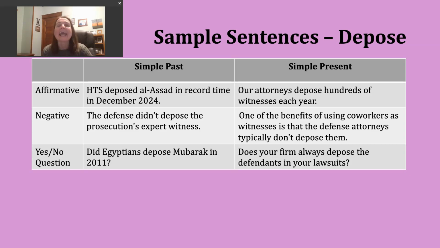Now, if you want to make a negative simple present sentence, again, you must pay attention to your subject. If the subject is I, you, we, or they, use do not and then the base verb. But if the subject is he, she, or it, you'll use does not and then the base verb. Let's look at another example. One of the benefits of using coworkers as witnesses is that the defense attorneys typically don't depose them.